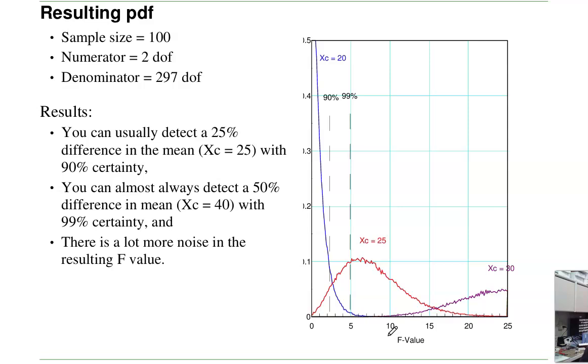So it kind of works, the standard way of doing it. There's a whole lot more noise in it. And you're also sometimes falsely rejecting data that has the same mean.